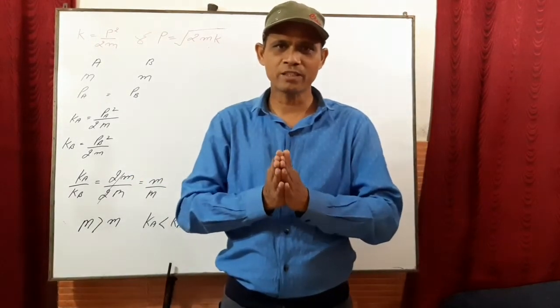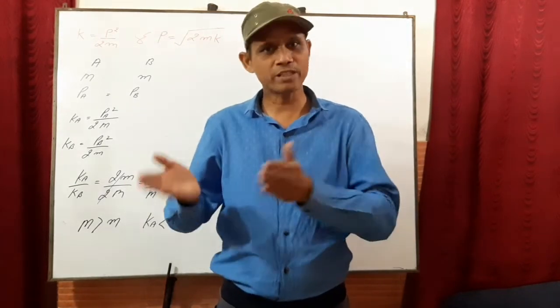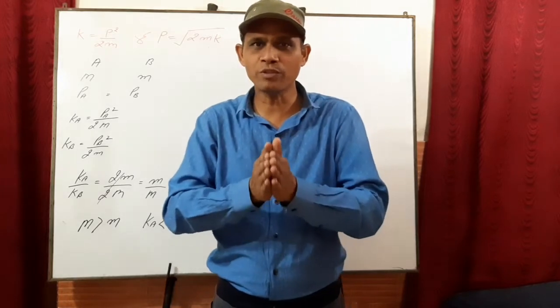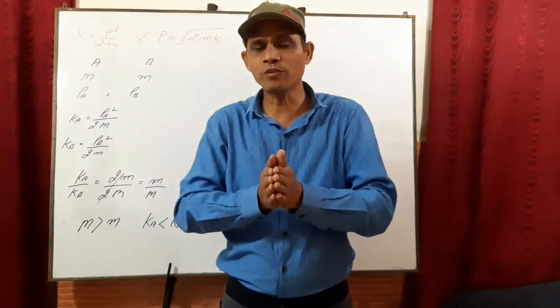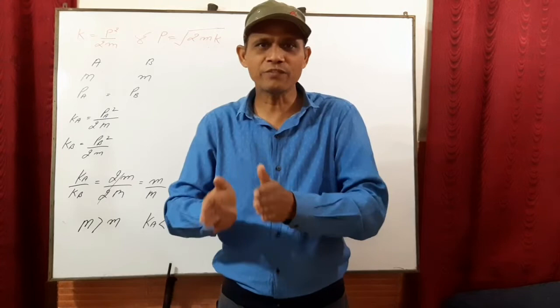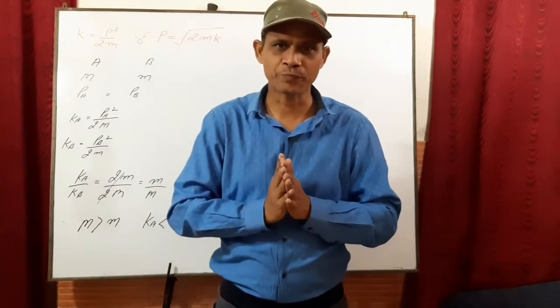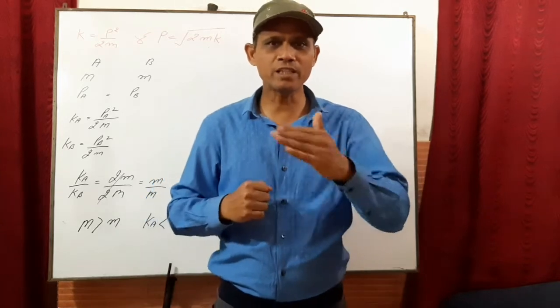Questions come like this. You are given two bodies. One is heavier and the other is lighter. Find the ratio of kinetic energy of these bodies if their momentums are the same. Then how will you solve this question? You can solve this question very easily.